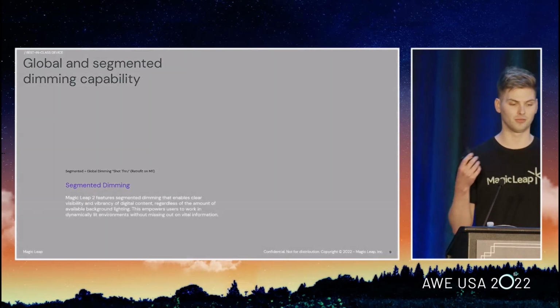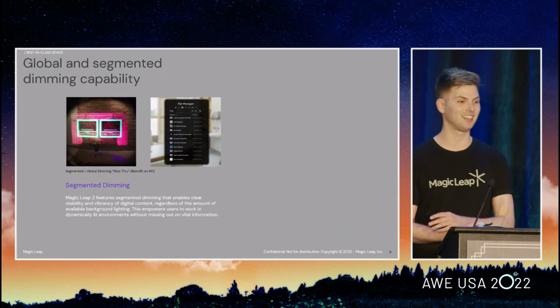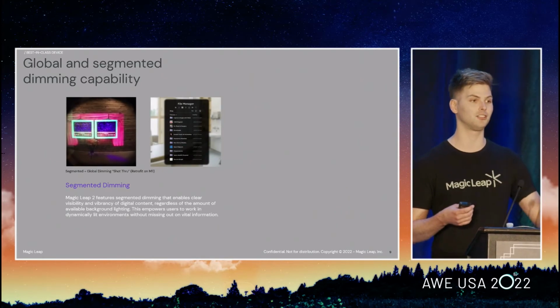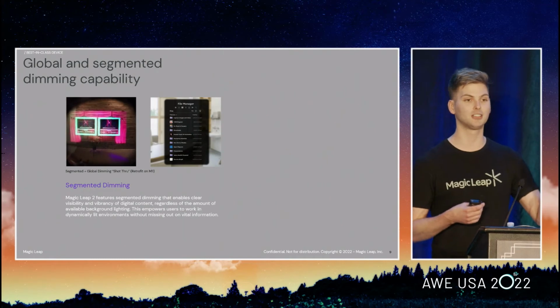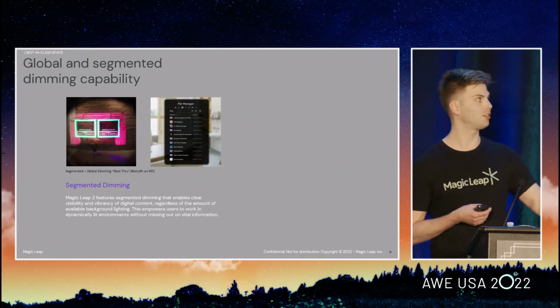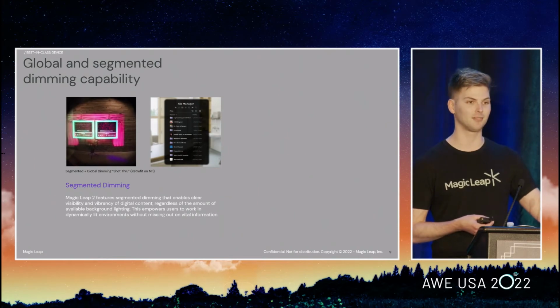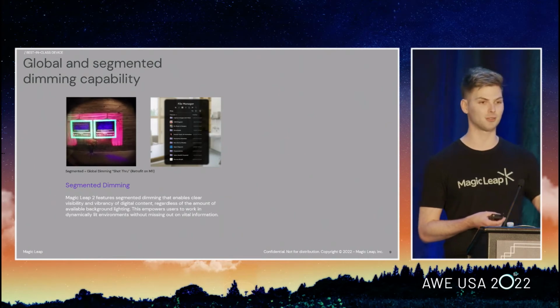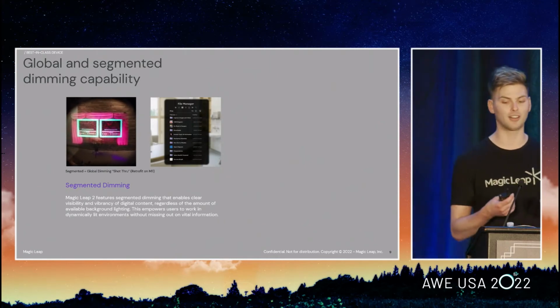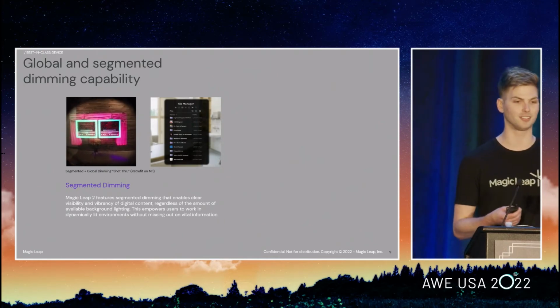We're also pioneering segmented and global dimming technology. The segmented dimmer allows your application to dim specific parts of the headset so that your content is always bright and visible. In this example, you can see two videos playing side by side. One of them has the segmented dimmer on, and the other one has it off. The one that has the segmented dimmer on has true blacks and vibrant colors.